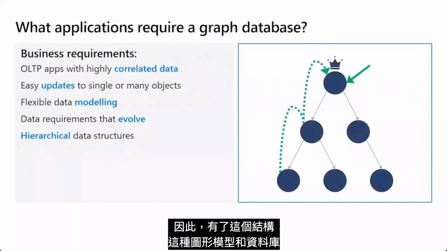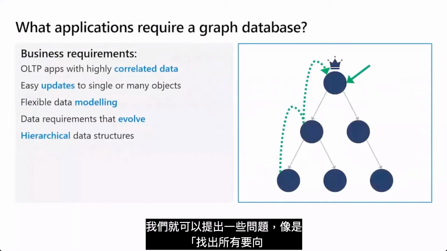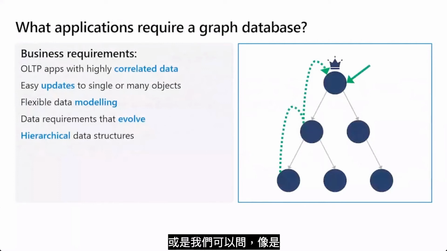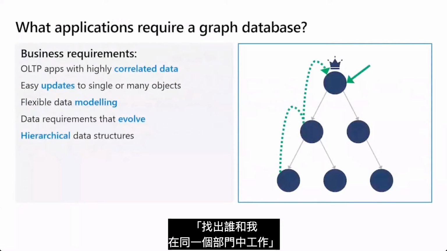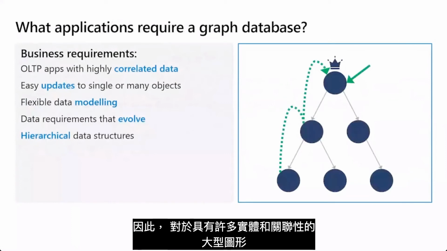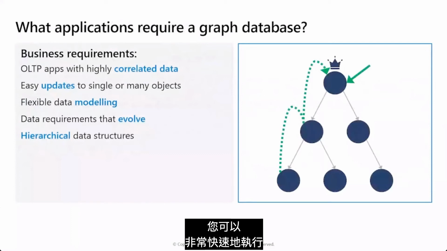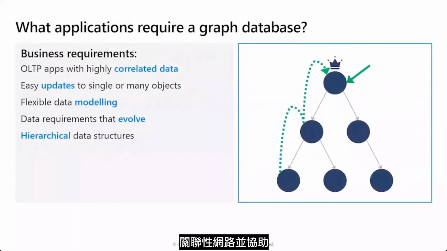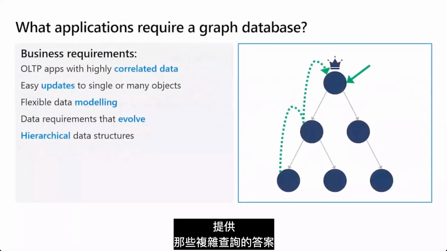With this kind of graph model and database, we can ask questions like, find all the employees who report to the IT manager, for example, or find out who works in the same department as me. For large graphs with lots of entities and relationships, you can perform these very complex queries quite quickly. We can use graph databases to traverse the network of relationships and help provide answers to those types of complex queries.